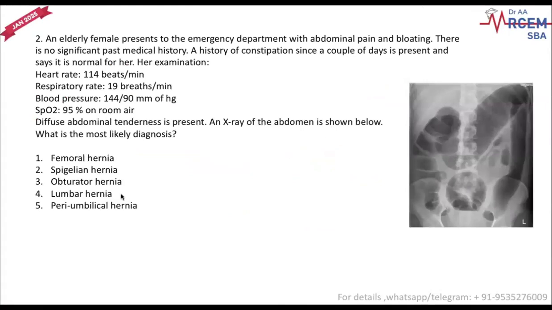An elderly female presents to the emergency department with abdominal pain and bloating. There is no significant past medical history. History of constipation and abdominal pain since a couple of days is present. Vital parameters are grossly stable. Tachycardia is present. Diffuse abdominal tenderness on examination. X-ray is given. What is the most likely diagnosis?